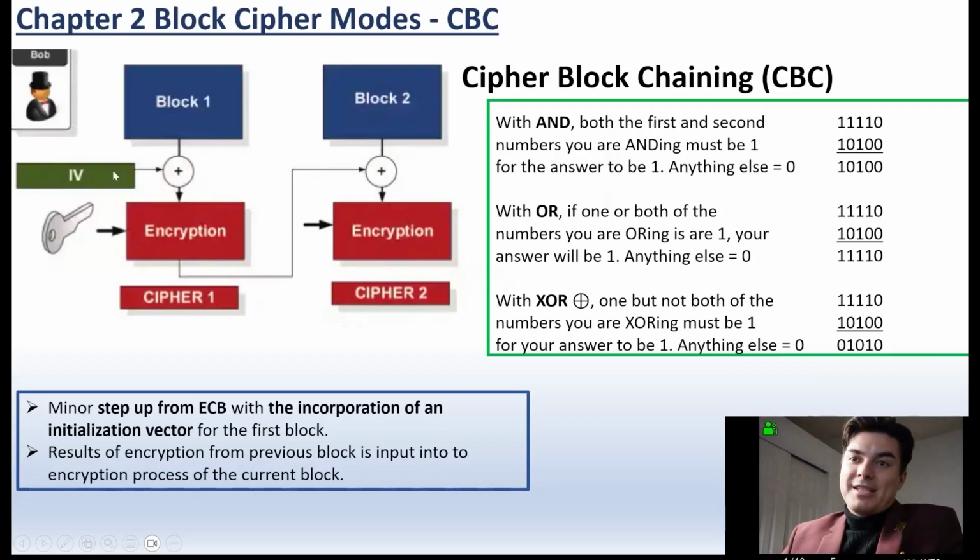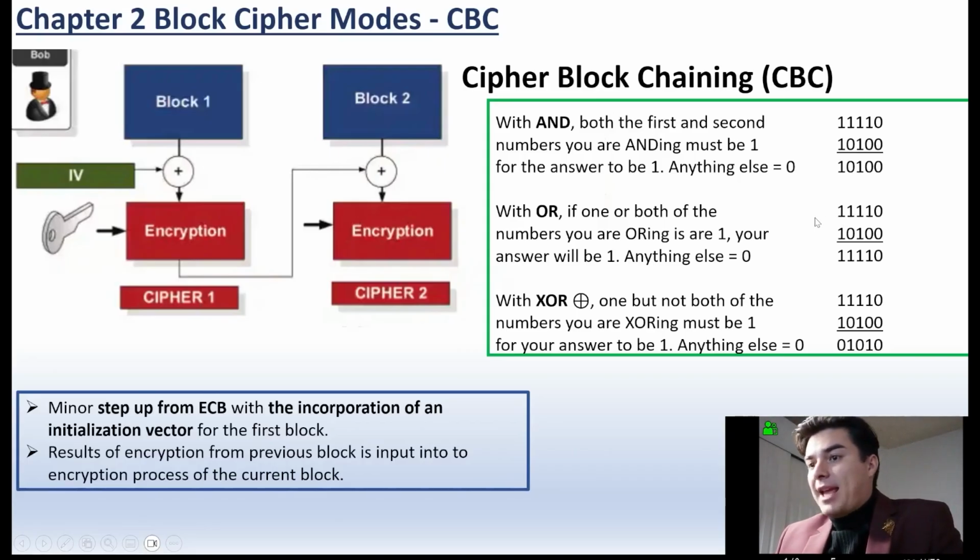So it's exactly the same here, but now all the blocks are dependent on each other from the previous block, because this ciphertext is going to be the same exact size as the next set of data in block 2. I just want to take a little bit more time here with the AND, OR, and exclusive OR, and take a look at these different options, because you may get something like this on your test.